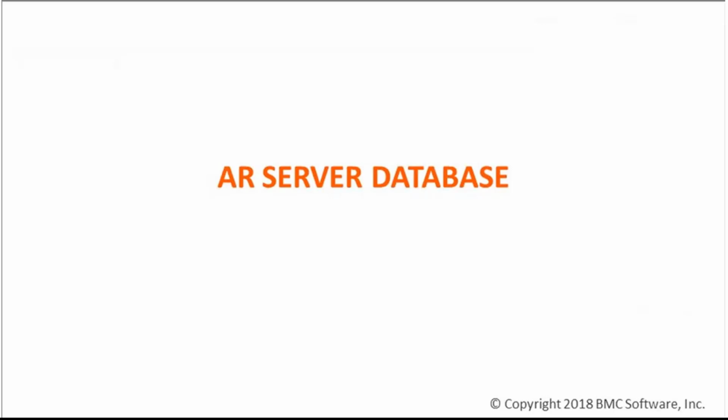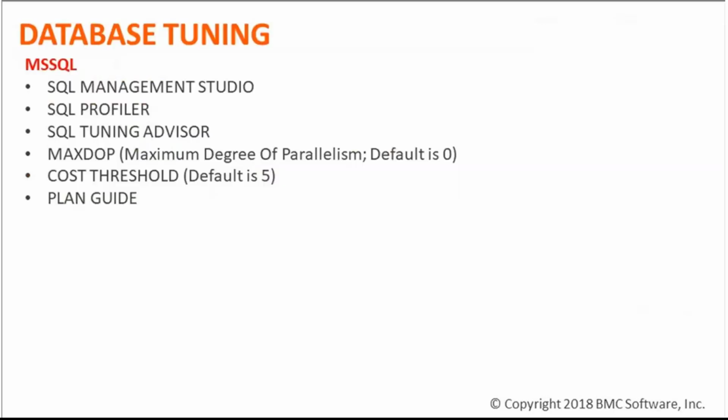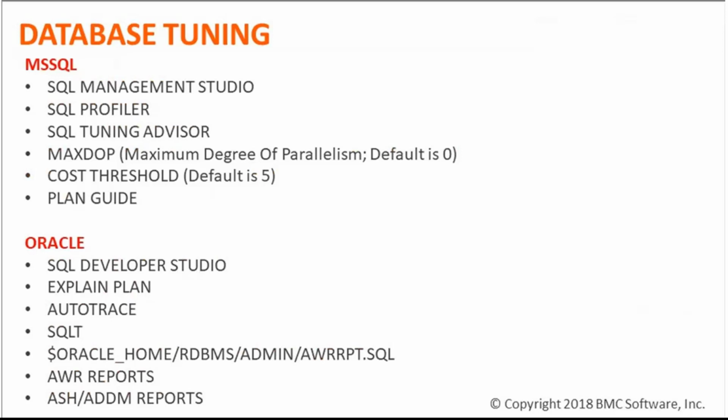Now, getting on to the final tier, the AR Server database. As I said, the two biggest databases in our customer world are SQL Server and Oracle, and each of these has its own set of tools that can be used to diagnose performance problems. SQL Server has SQL Management Studio. If we have a SQL statement that we feel is problematic, we can run that SQL statement in SQL Management Studio and get its execution plan.